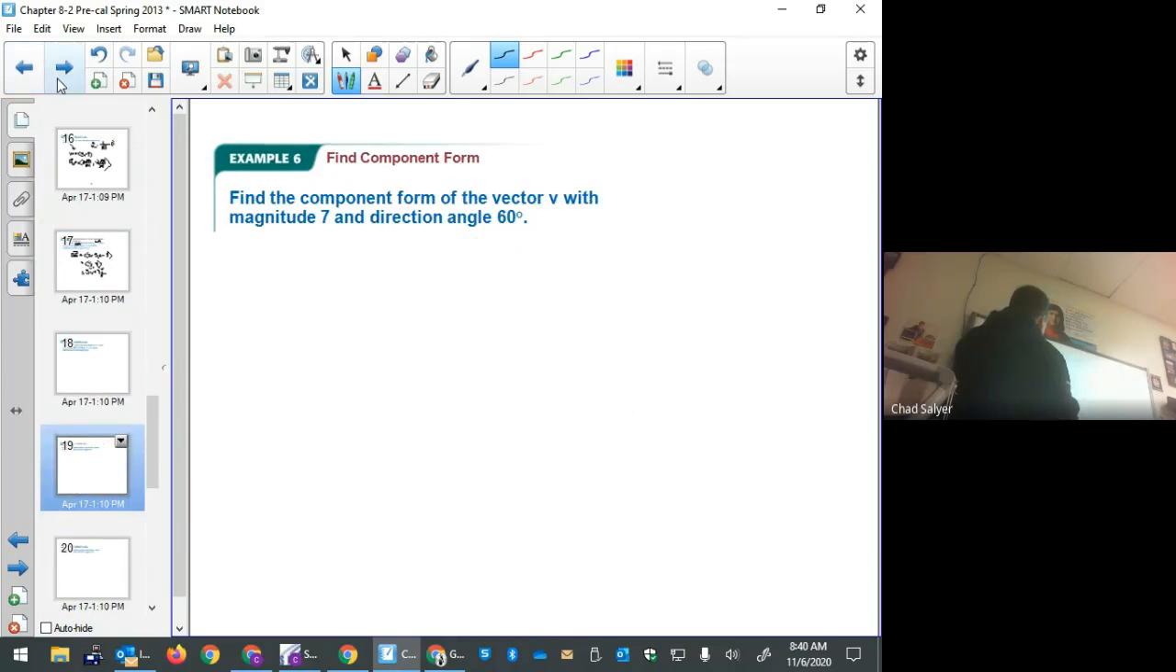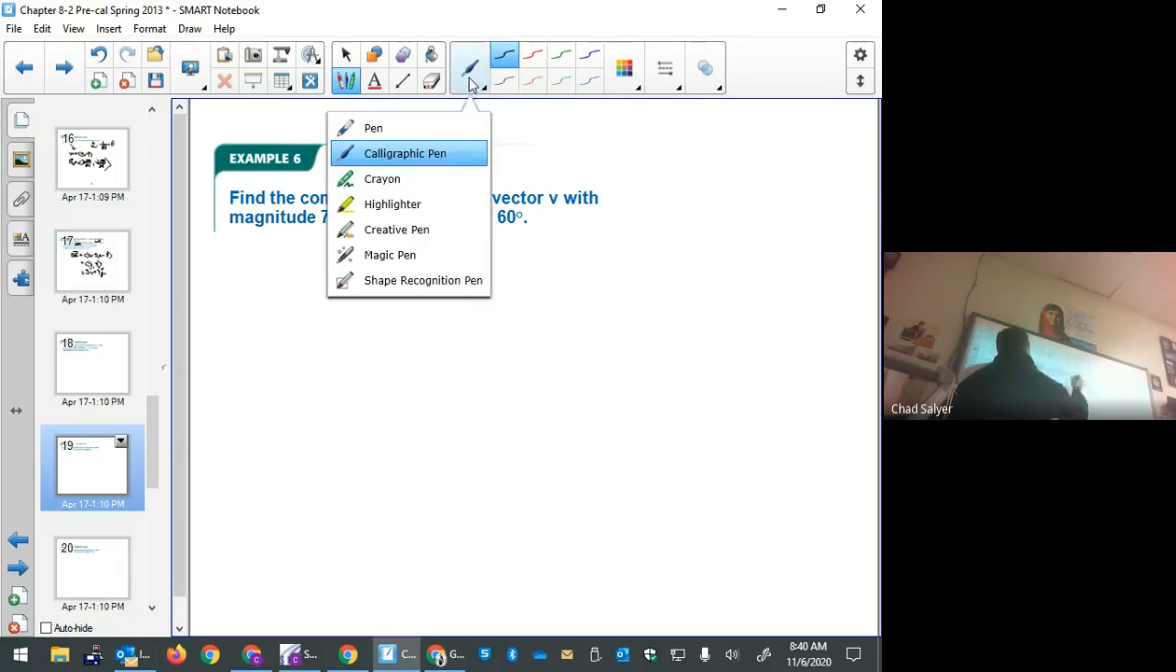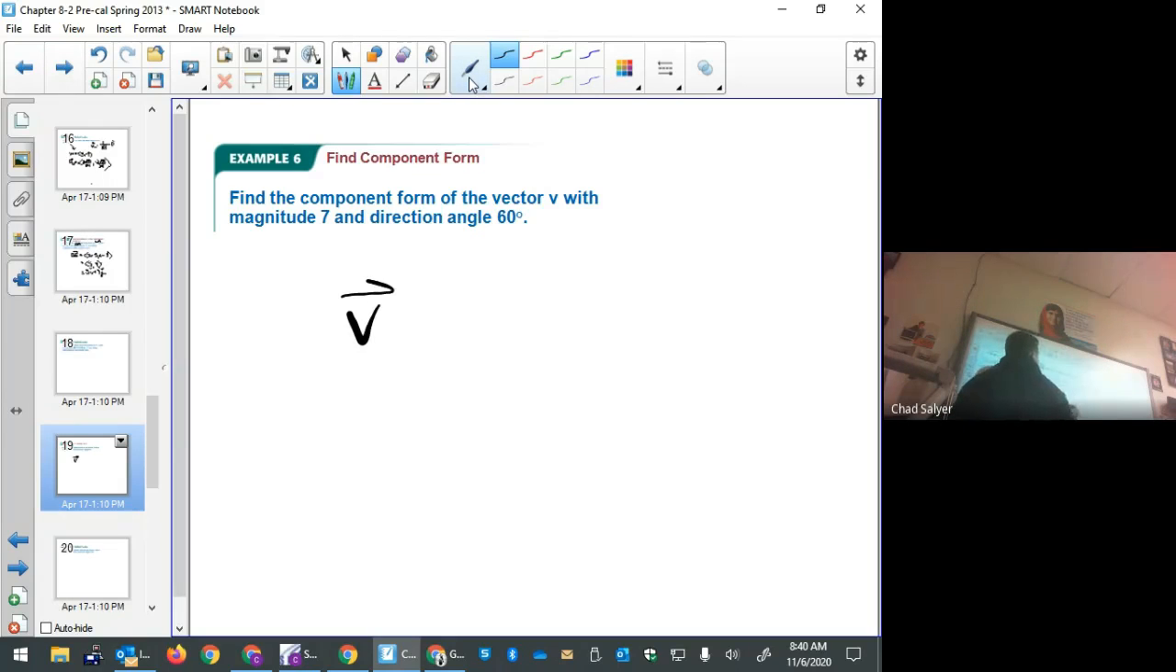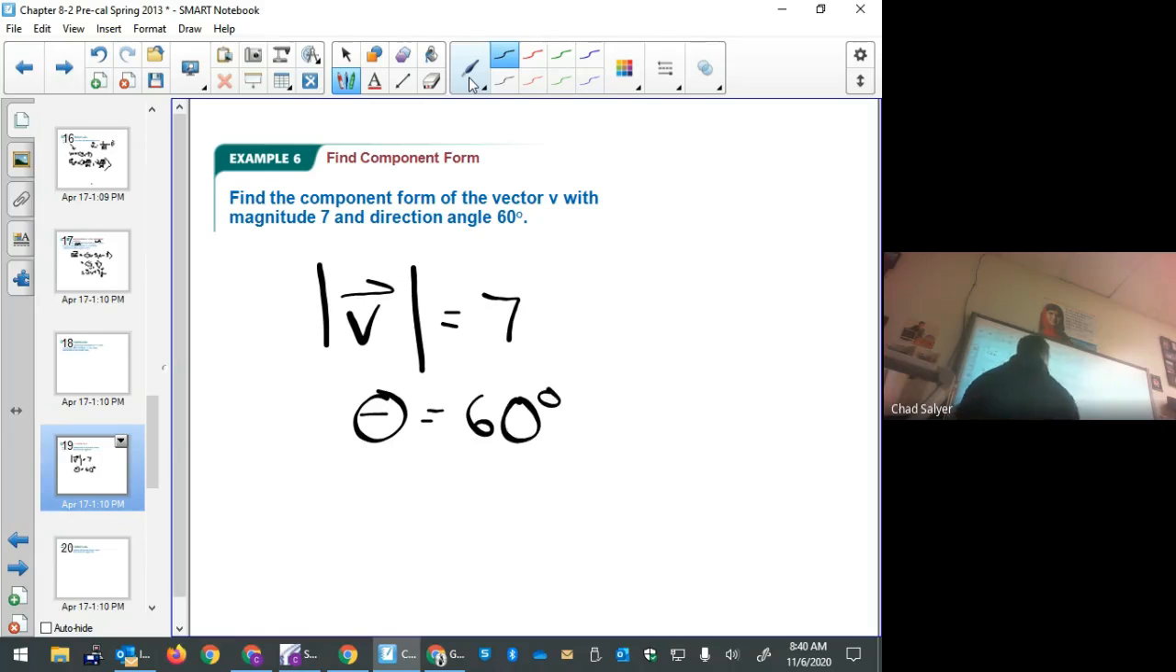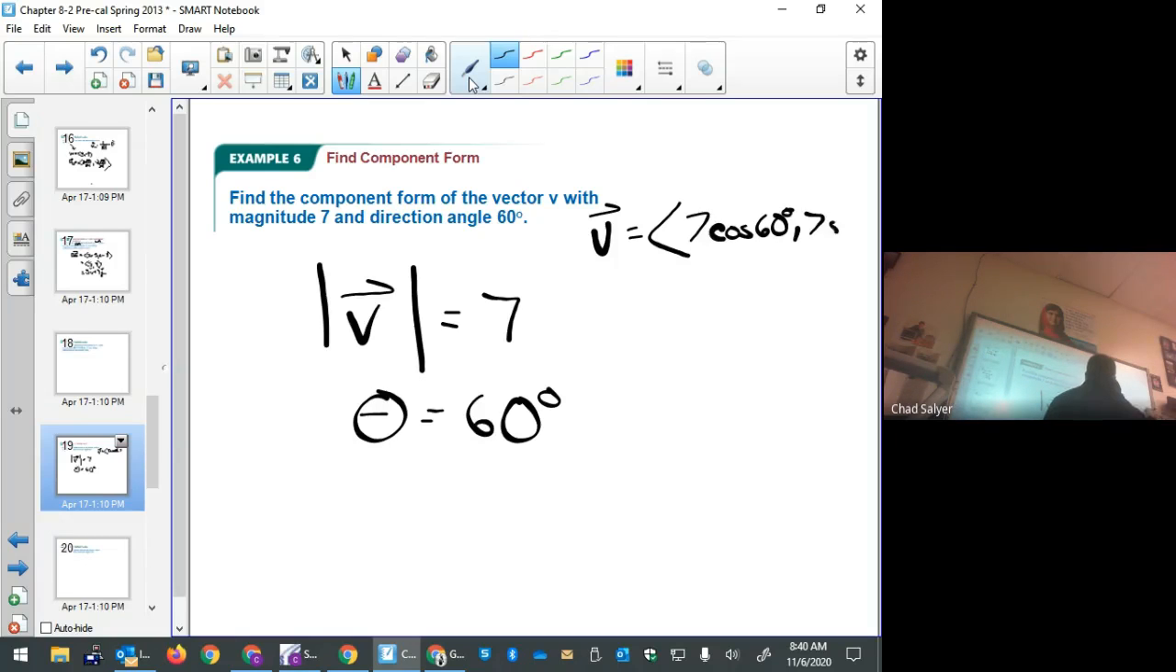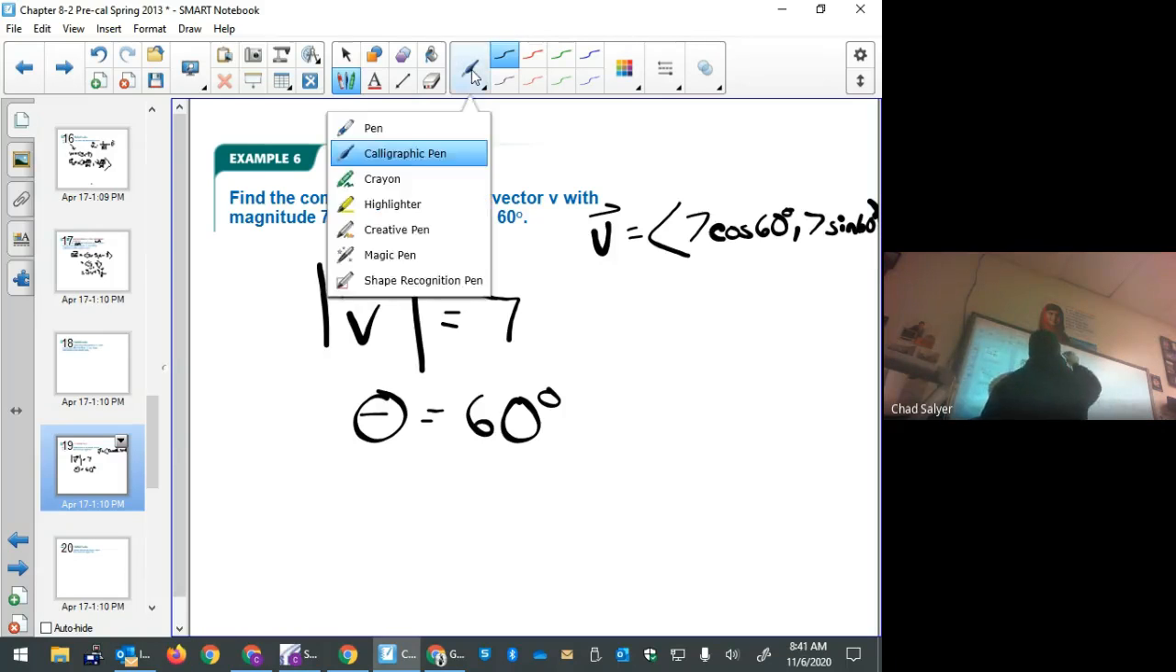So let's find the component form of the vector v as magnitude 7 and angle to the horizontal of 60 degrees. So that means it's going to be 7 times the cosine of 60 degrees and 7 times the sine of 60 degrees.